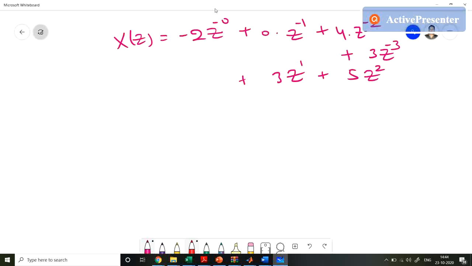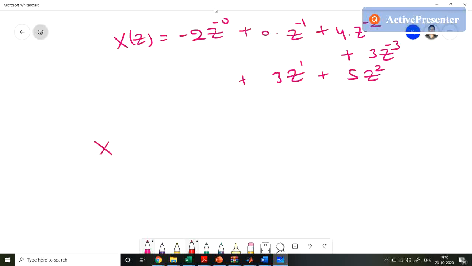Please again I am saying that it is minus 2z raised to the power minus 0. Here n is equals to 0. Then we have 0 multiplied by z raised to the power minus 1, because here n is equals to 1. Then we have 4 into z raised to the power minus 2. Then 3 into z raised to the power minus 3. And if we go for negative n, then n is equals to minus 1. It is 3z inverse plus 5z raised to the power 2.